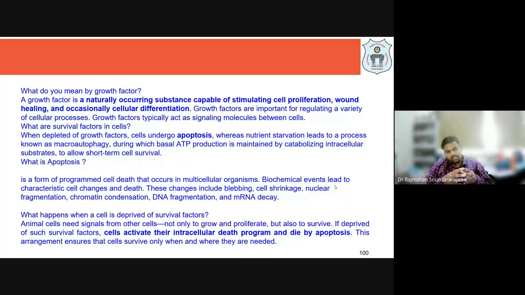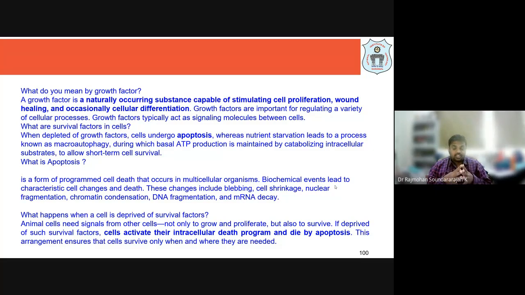And what is happening when the cell is deprived of survival factors? Animal cells need signals from other cells, not only to grow and proliferate, but also to survive. Even for survival, you need some kind of survival factors. Whenever the cells are deprived of survival factors, they activate this intracellular death program called apoptosis, and they die.